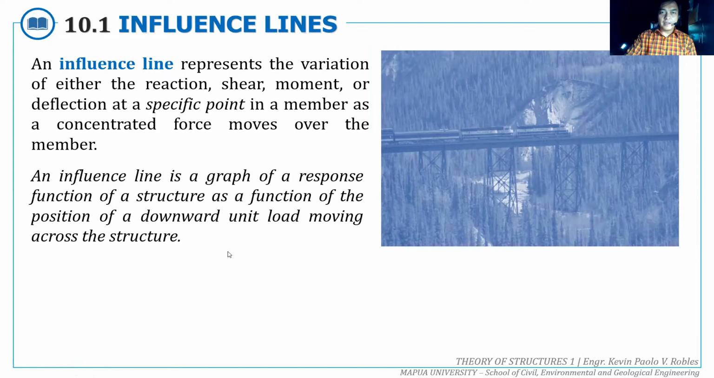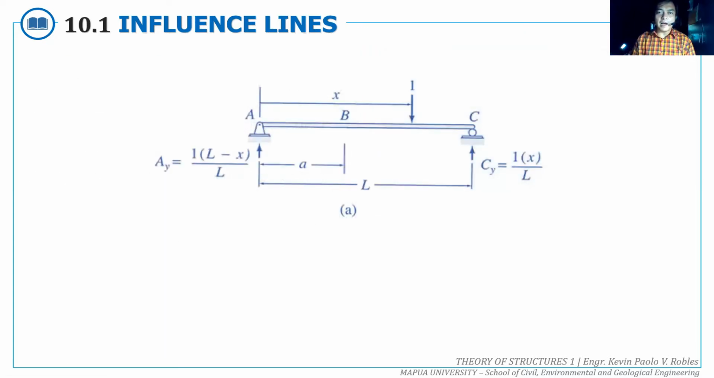So let's say I have this simple beam, ABC. Okay, so I'll be passing through a unit load. So this is the unit load. No? So 1, a concentrated load. So I'll be passing or I'll be putting this concentrated unit load from point A to point C. So as the unit load moves from point A to point C, the reaction at A varies. So the influence line, that would be the diagram that will show us how the reaction at A changes when the unit load moves from A up to point C.